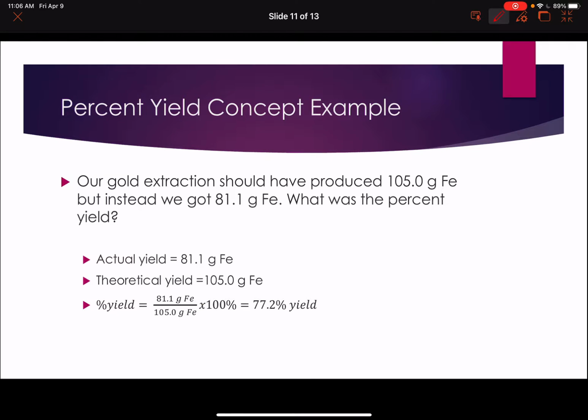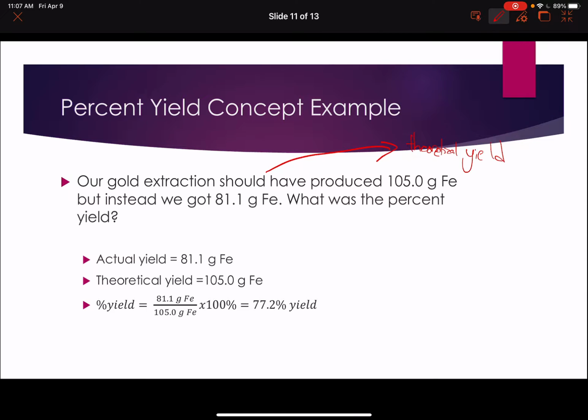So here's a little concept question. Our gold extraction should have produced 105 grams of Fe. So should have, what does that mean? That means when we do our calculations, it should have done that. So this is going to be our theoretical. Shoot, how do you spell? Oh yeah, theoretical.